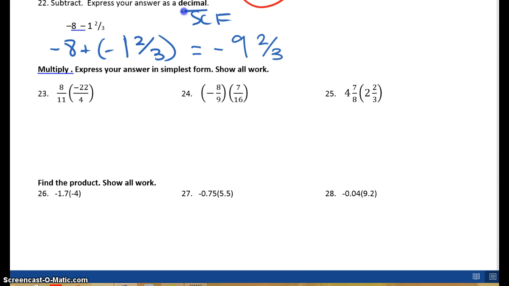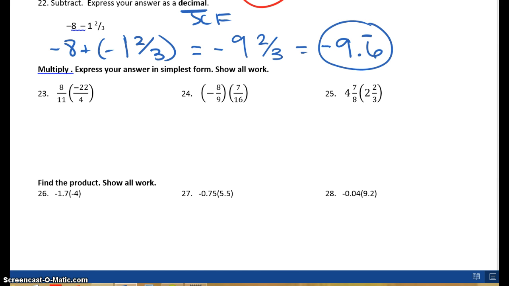Now we want it as a decimal. So we have to change that 2/3 into a decimal form, and I know that 1/3 is 0.3 repeating, so I should already know that 2/3 is 0.6 repeating. So my final answer should be negative 9.6 repeating. So I'm going to put that repeating sign on there.